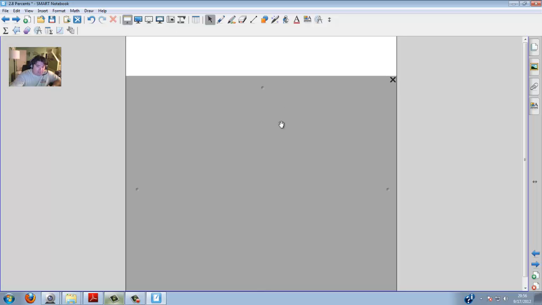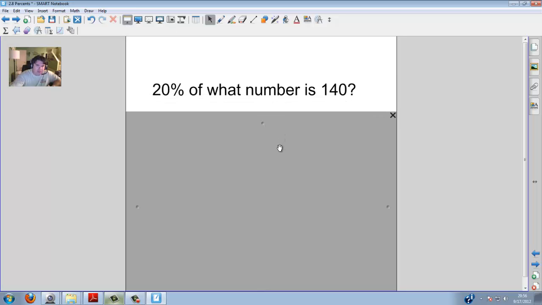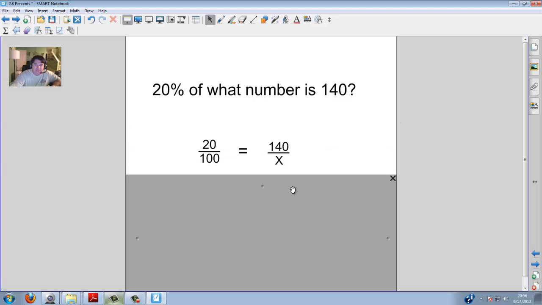20% of what number is 140? Go ahead and try on your own. Try it. Okay, so 20% of what number is 140? Let's take a look. 20% means 20 over 100. Of what number? We don't know. Goes on the bottom. Is 140? "Is" goes on top. Criss Cross Applesauce. 140 times 100 divided by 20.